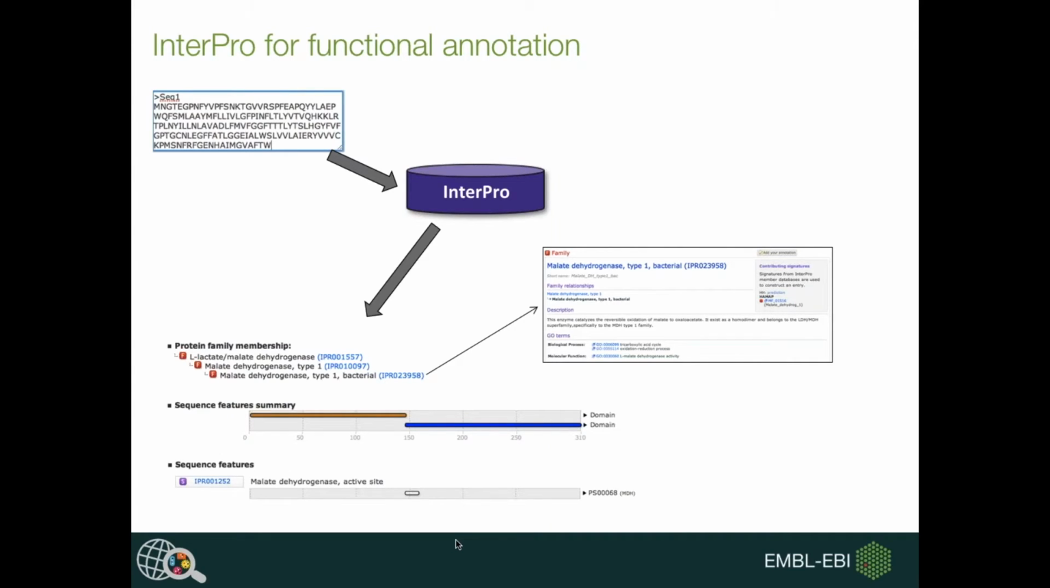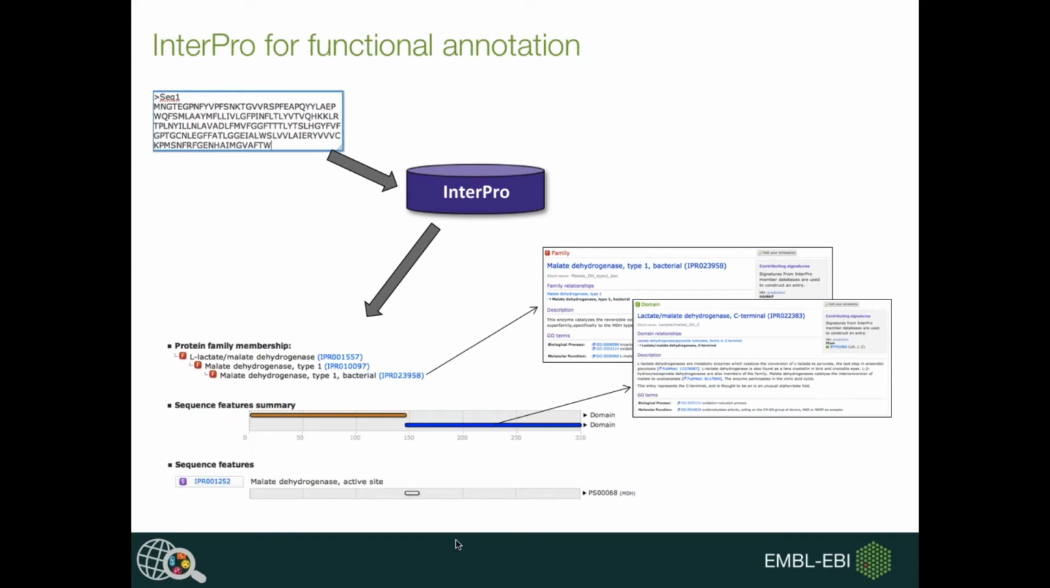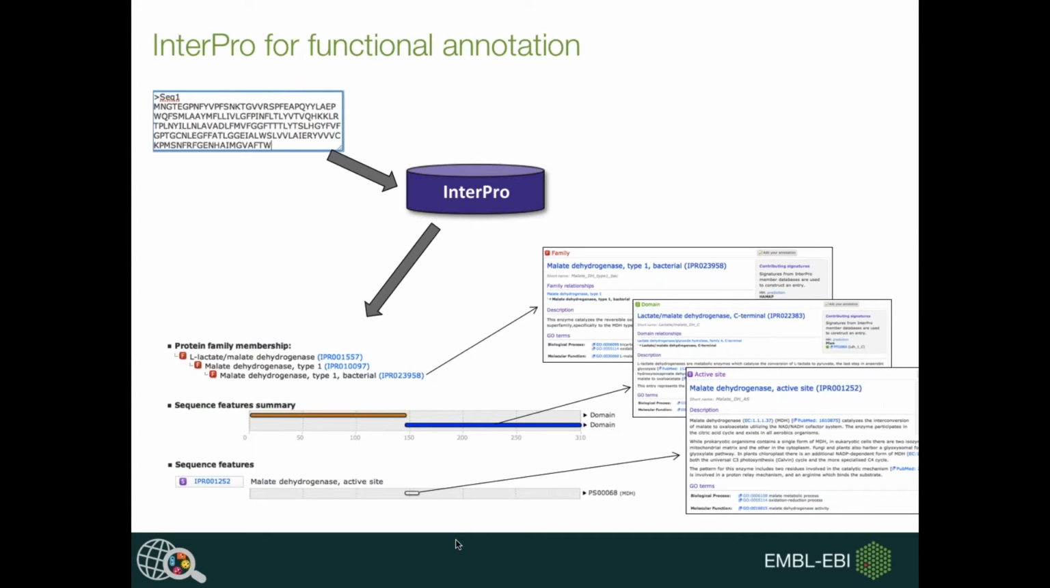Hopefully you also get some Gene Ontology terms, which are a controlled way of describing the processes a protein is involved in, its function, and where it is in the cell. You get back hits telling you which domains your sequence possesses and what you can infer about the function of your protein based on those domains, and also active sites, binding sites, and so on.